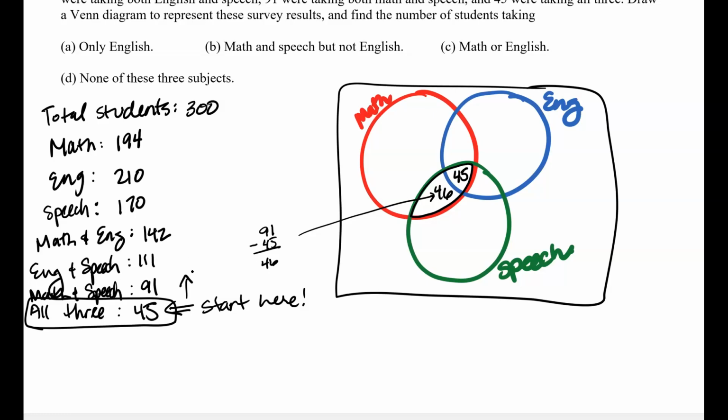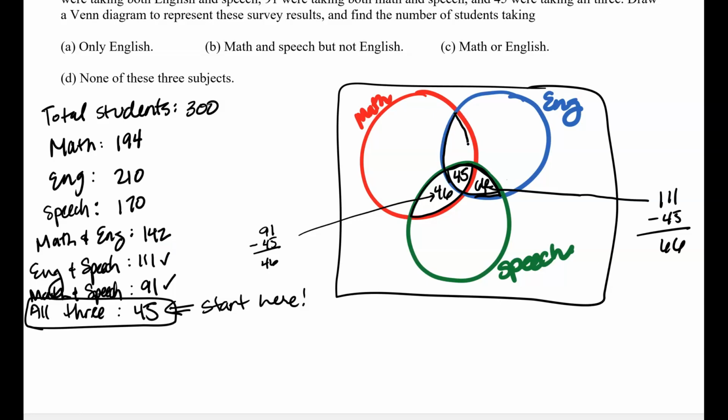Next, English and speech. So I'm working up the numbers here, and I'm just going to put check marks when I'm done. So English and speech would be where the blue and the green overlap. So it would be right here, that sliver. Okay, I've already got a 45 in it, so I need to take English and speech, which is 111, and subtract 45 since it's already there, and then I get 66. So now in English and speech, I've got 66 and 45, which together make 111. So that checks out. And then math and English, I'm going to identify where those overlap.